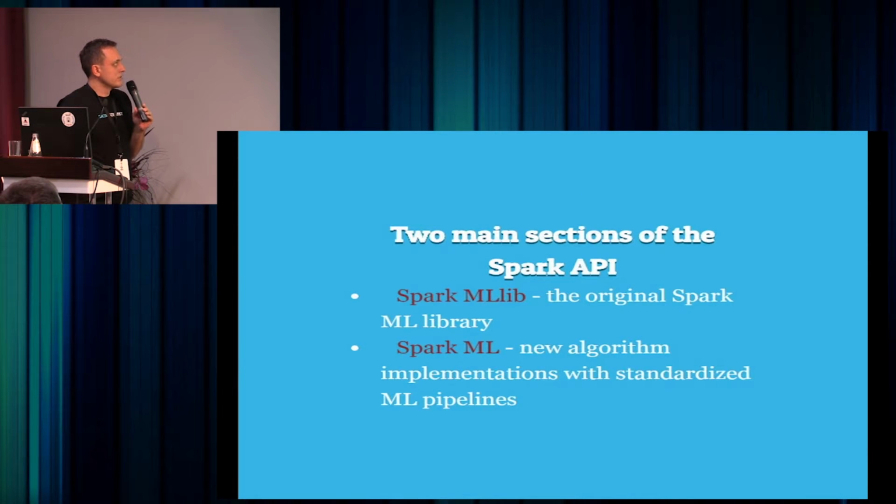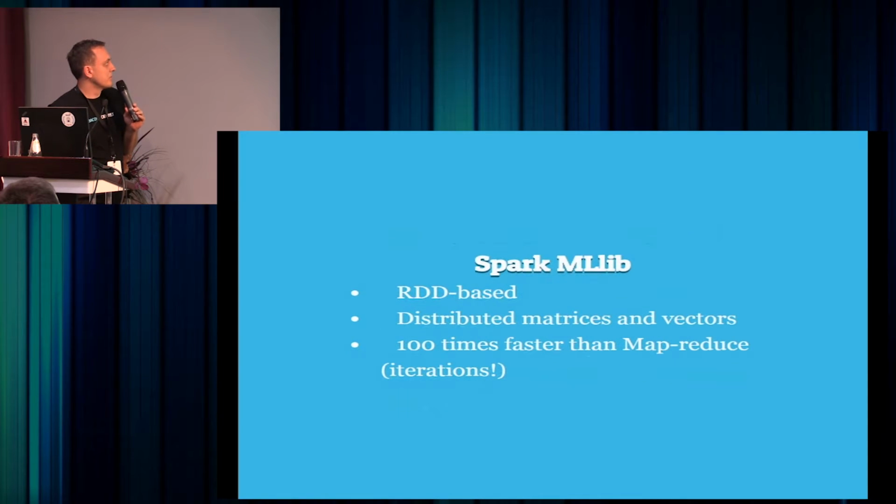There are two main sections of the Spark API. There's MLlib and ML. MLlib is the original Spark library, and ML is the new one. Since Spark 2.0, that's the default main machine learning library. I'll say a few words about each of them.